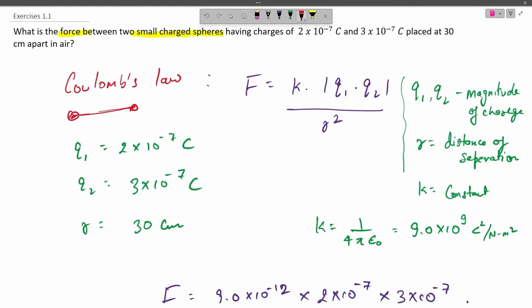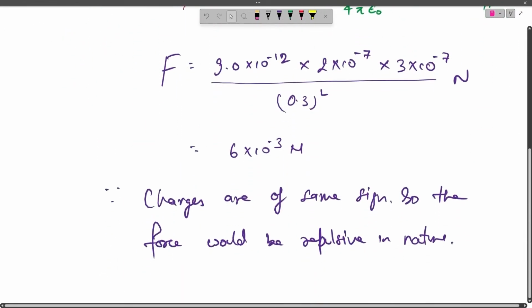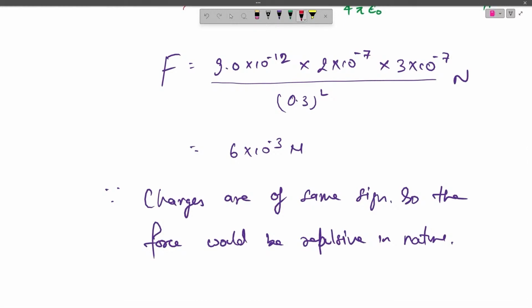Now here in this question we have been given the values of those two charges and the distance separating them. So we can easily substitute these values in the equation, and then we can find out the force. Substituting these values, we get force equal to 6 × 10^-3 Newton.